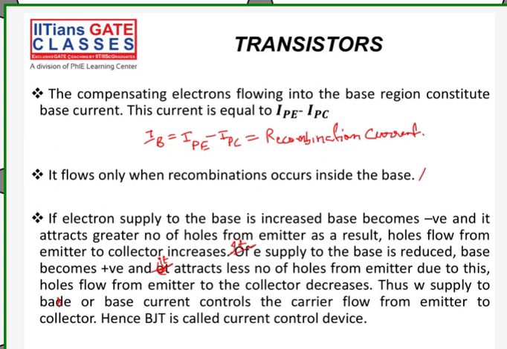And because of that only, the BJT is called a current controlled device. Current controlled device means the output current is controlled by the input current, that is the base current. So by base current we can control the flow of current from emitter to collector. So that is why the BJT is called a current controlled device. Remember, we will talk about what type of devices FET and CMOS are. That also we'll discuss, but here it is the current controlled device.